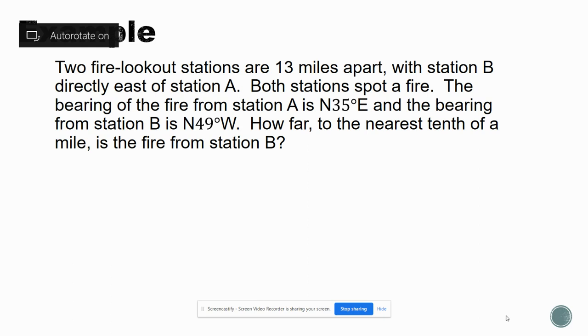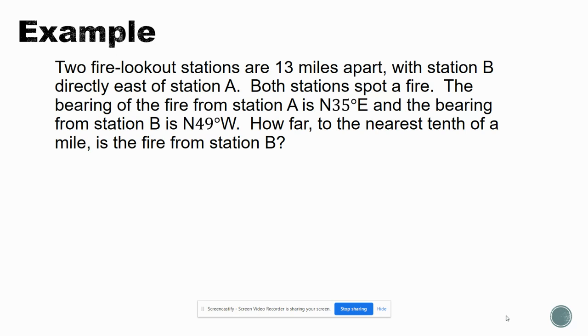Let's look at an application problem with the law of sines. Notice that it says two fire lookout stations are 13 miles apart, with station B directly east of station A. Both stations spot a fire. The bearing of the fire from station A is north 35 degrees east, and the bearing from station B is north 49 degrees west. How far to the nearest tenth of a mile is the fire from station B?